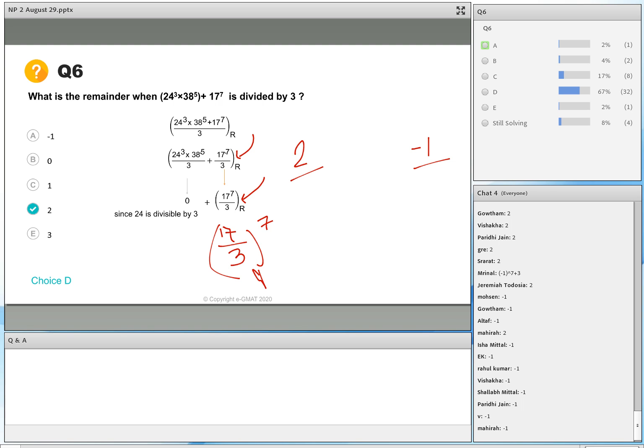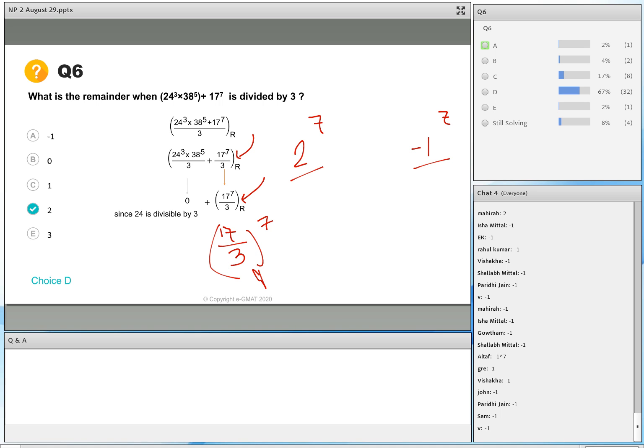What would you rather calculate, 2 to the power 7 or minus 1 to the power 7? Very honestly, definitely minus 1 to the power 7, right? So this is the difference that negative remainders create in our lives. 2 to the power 7, calculating that would take you a lot of time. What if it was 6 to the power 7 or 5 to the power 7? Negative remainders take away all of that pain, right?